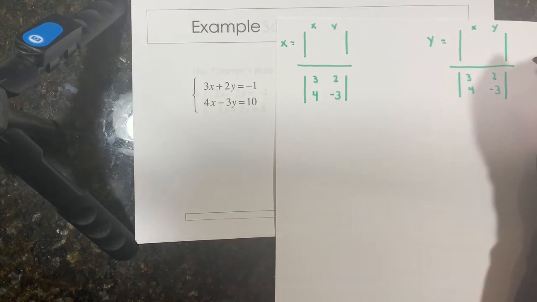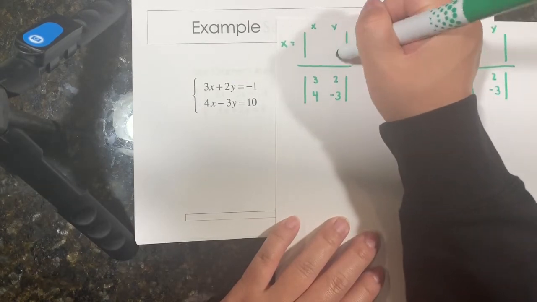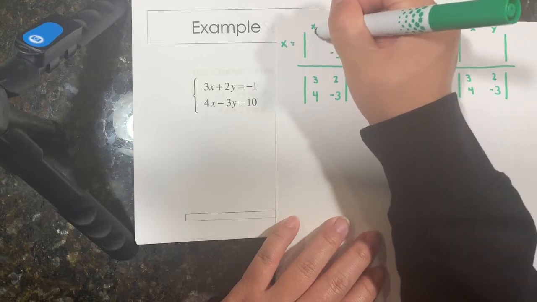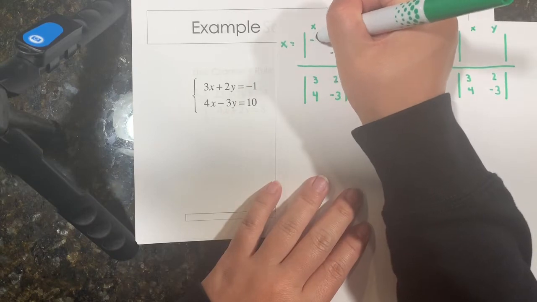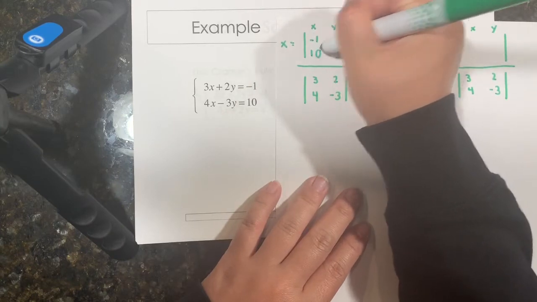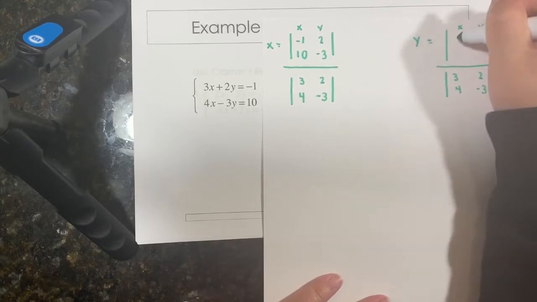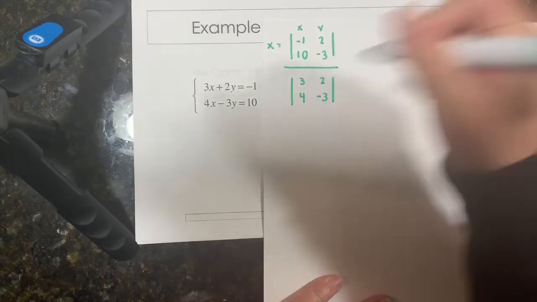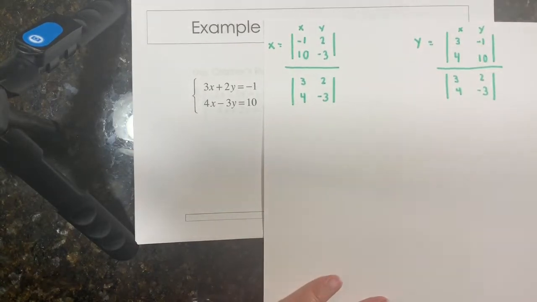But for my numerator, if I'm solving for x, my y column stays the same, so it would be 2, -3. But my x column changes to what the equation is equal to, so -1 and 10. Now when I'm solving for y, the x column stays the same, so 3, 4, and my y column is going to change to -1, 10.